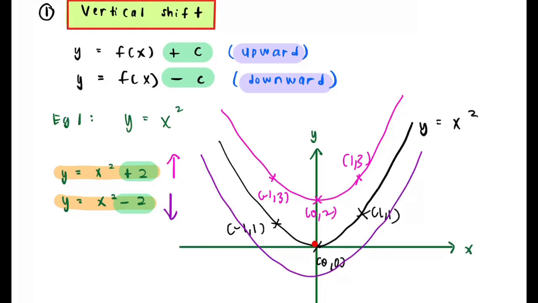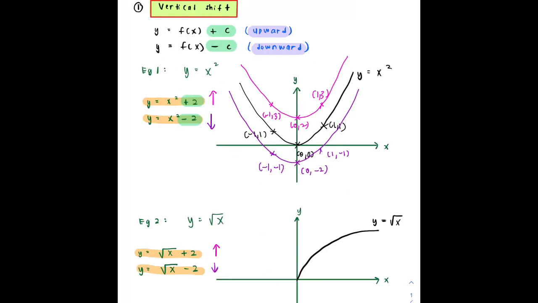So what will happen to the coordinate from 0, 0? Now if you go down by 2, your new coordinate is 0, minus 2. And then let's see here, this coordinate here, 1, 1. When you go down by 2 units, the new coordinate now is 1, minus 1. And another one, minus 1, 1. When you go down by 2 units, now the new coordinate is minus 1, minus 1.